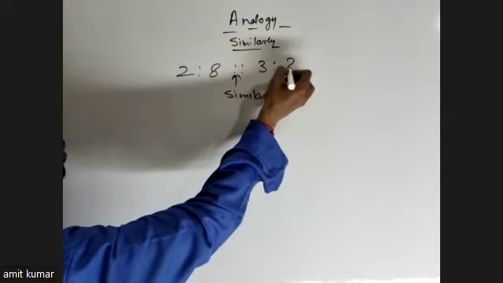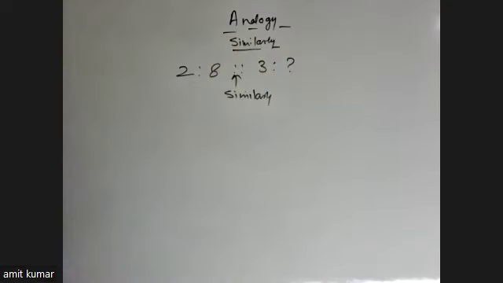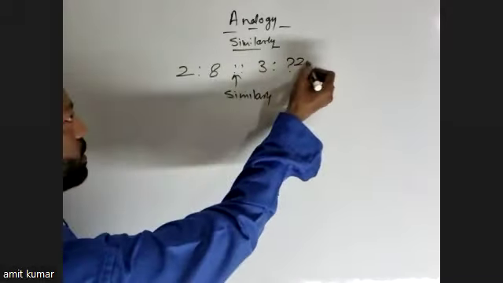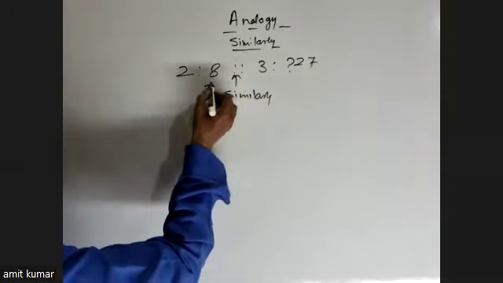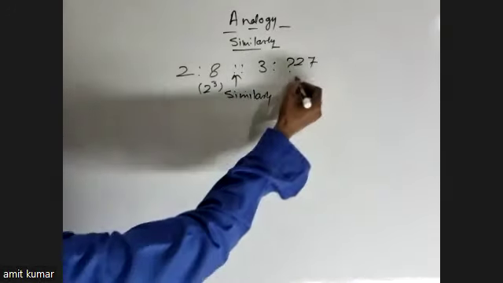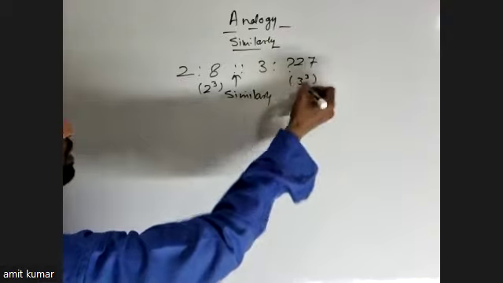3 will be related to what? Can we answer it? The question is quite easy. 2 is related to 8. How? Similarly, 3 will be related to what? 27. Very good. How do we get this? Because this is the cube of 2 and this is the cube of 3.